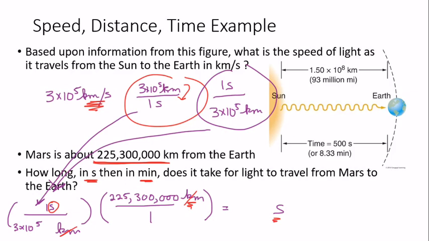So I'm going to put that in my calculator. I put 225,300,000 divided by 3 times 10 to the 5th, so 3, and then I find my EE key. In my case, it might be different for you, might be EXP or SCI, or times 10 to the X. I hit the 5 for the power of 10, and I put enter. And I got 751 seconds.